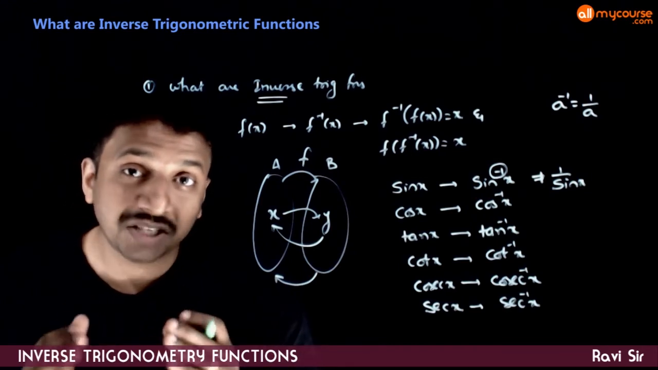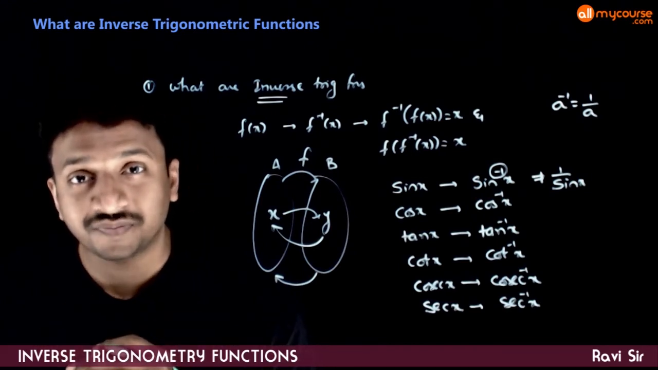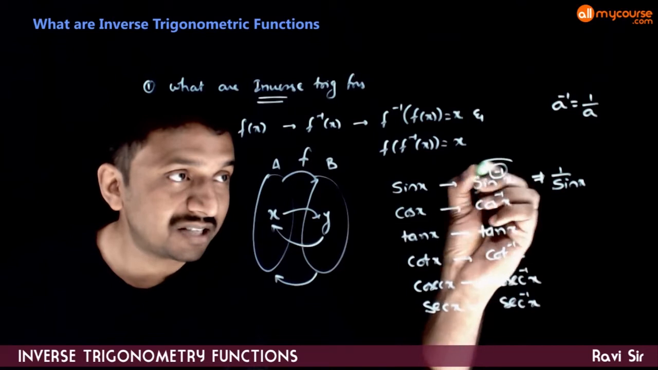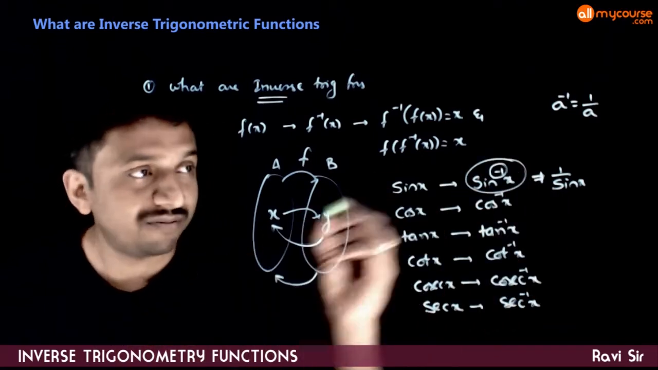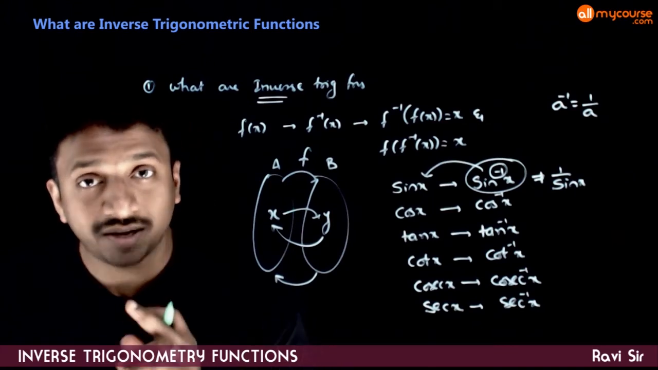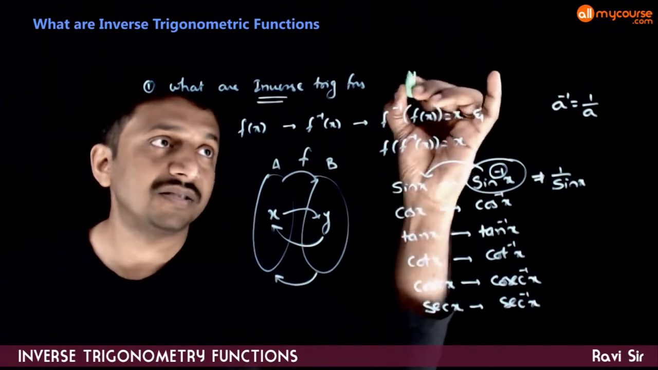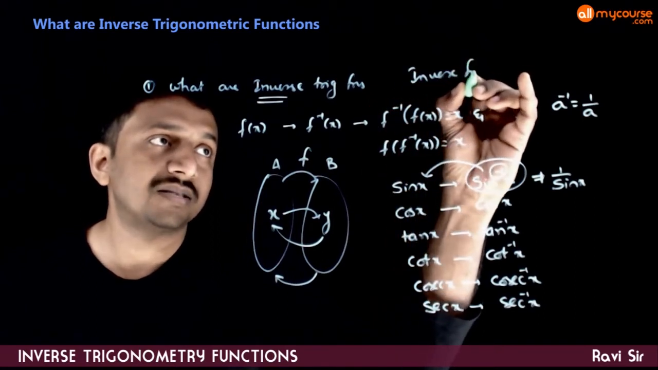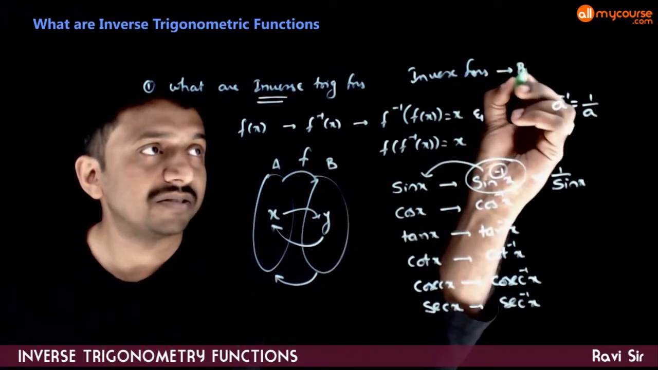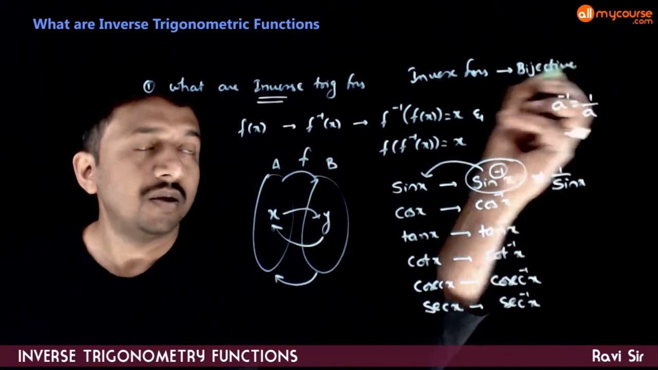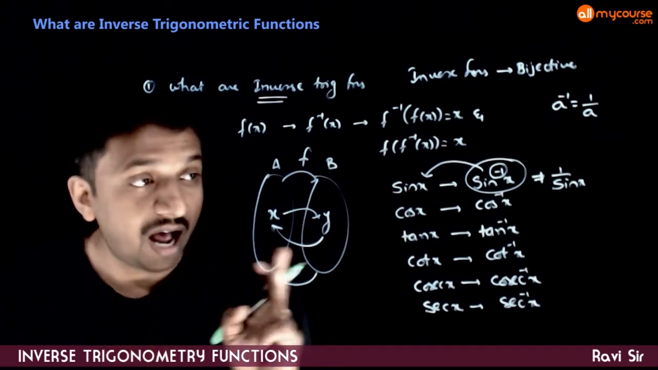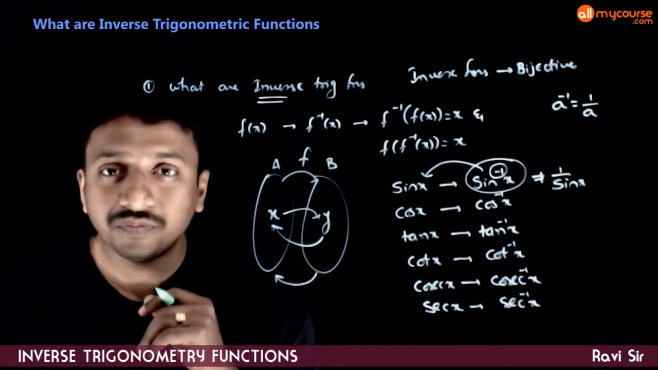Now, what is so special about inverse trigonometric functions? The specialty is that these inverse functions cannot be defined for the complete function of sin x, because we have already seen that inverse functions exist only for bijective functions. Inverse will be defined only for 1-1 onto functions. Now, are trigonometric functions 1-1 onto? No, right?